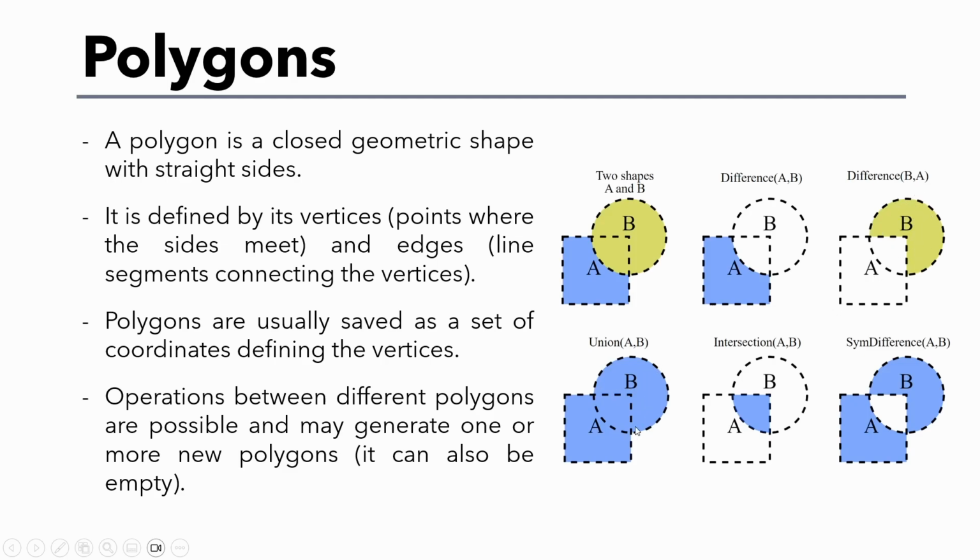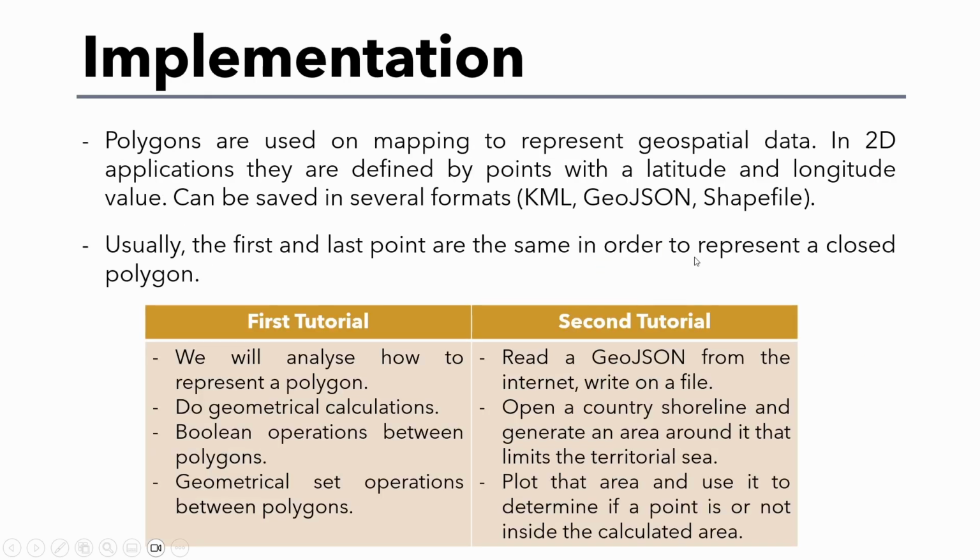If we take the union of these two, then it's just both of these shapes merged together. If it is the intersection, we only get the polygon where both shapes overlap. And if it is the symmetrical difference, it's just the exact opposite of the intersection. So in today's tutorial, we are going to use polygons.